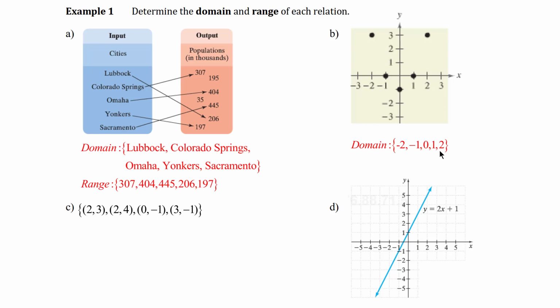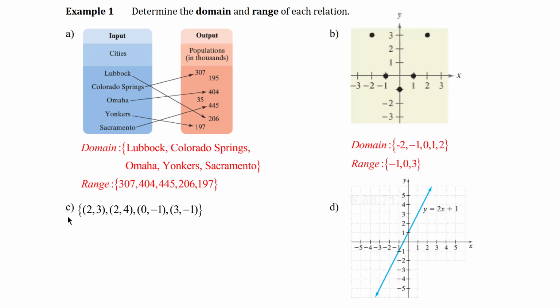The range for this relation would just be all of the y values that are used for each of the points. So if we take a look at the y-axis, you can see we use the value of -1, 0, and 3. So we write out the range with the set of curly brackets, and we just list the numbers -1, 0, and 3.